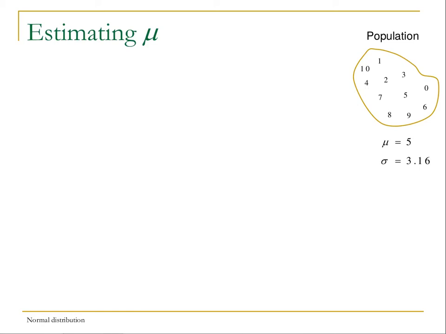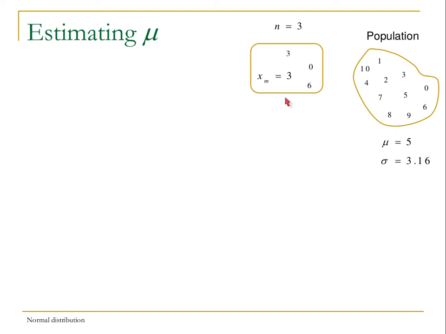Many times when we take measurements, we want to be able to figure out the mean value for a system. And typically, the system's mean is not going to be the same as the mean of our measurements. So we want to be able to estimate the population mean. Here, for example, is some population of a random variable, and it has mean 5 and standard deviation 3.16.